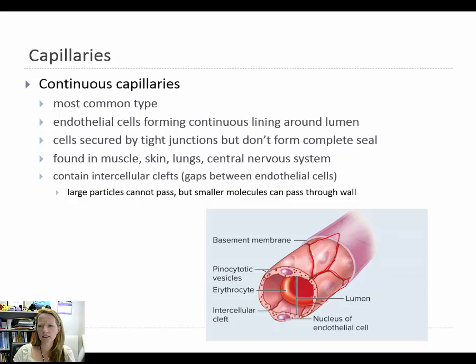So continuous capillaries are where the cells sit pretty tight together. They have tight junctions, but they don't completely seal, because remember, our function in the capillaries is to be able to move particles through. Usually in the continuous capillaries, small molecules like glucose, oxygen, water, and things like that can pass through, and it leaves larger substances on the inside, exactly what we want. These are the most numerous of the capillaries. They're the ones found in muscle, skin, and the central nervous system.